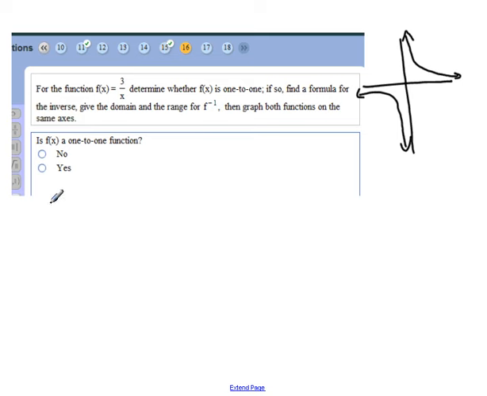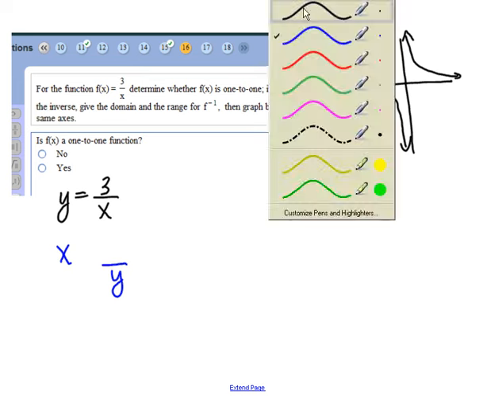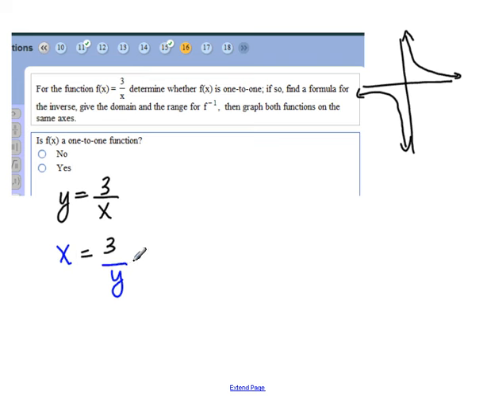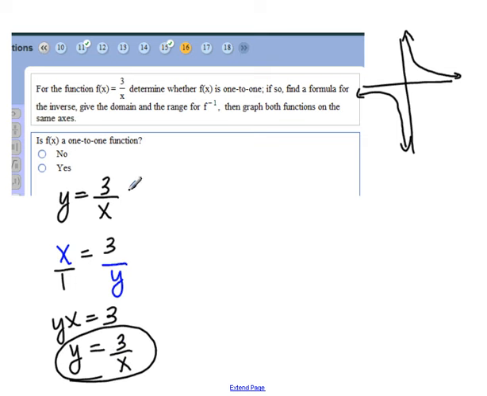Find a formula for the inverse, so we would say if y is equal to 3 over x, and then we interchange x and y. And now we need to solve for y. We cross multiply, we would get yx is equal to 3. So to solve for y, we would get y is equal to 3 over x. Okay, so this is its own inverse function. So f inverse of x is equal to 3 over x.